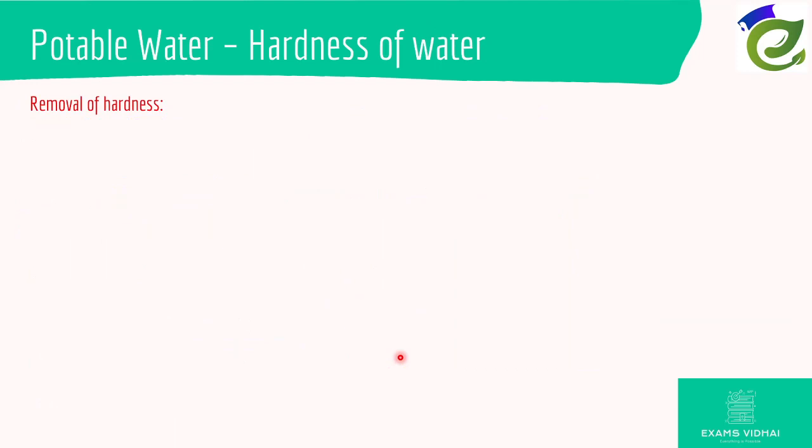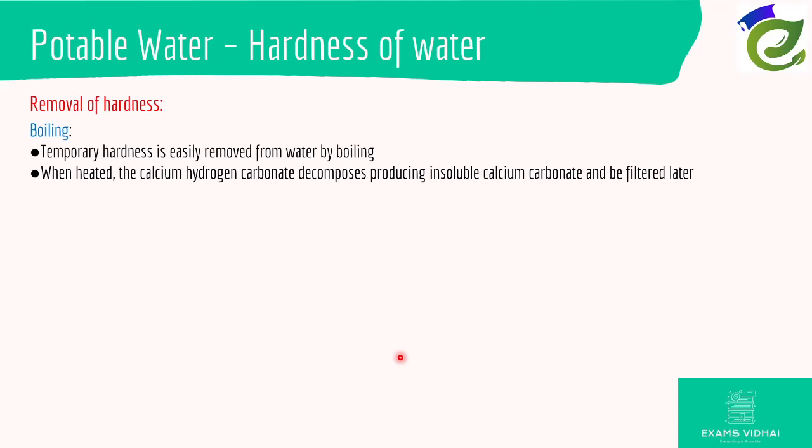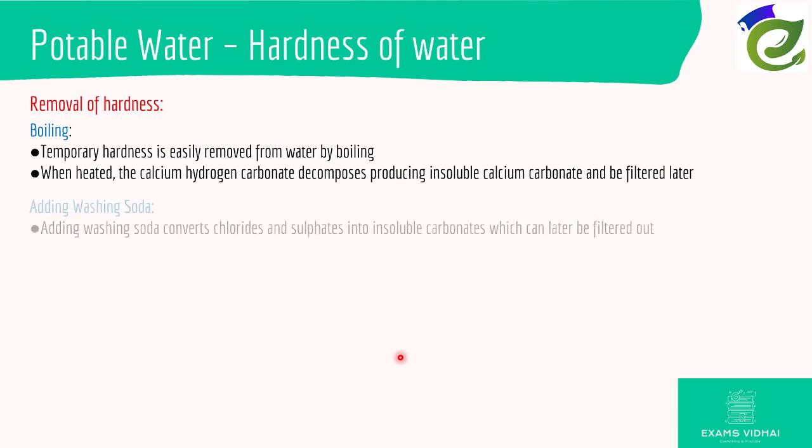So the next question we'll ask is, how do we remove the hardness? Temporary hardness, where not very strong salts are present, can easily be removed by boiling. When you boil it, only the salts responsible for hardness are left behind, and the water is vaporized into water vapor, and then you can collect the vapors using condensation and get clean water.